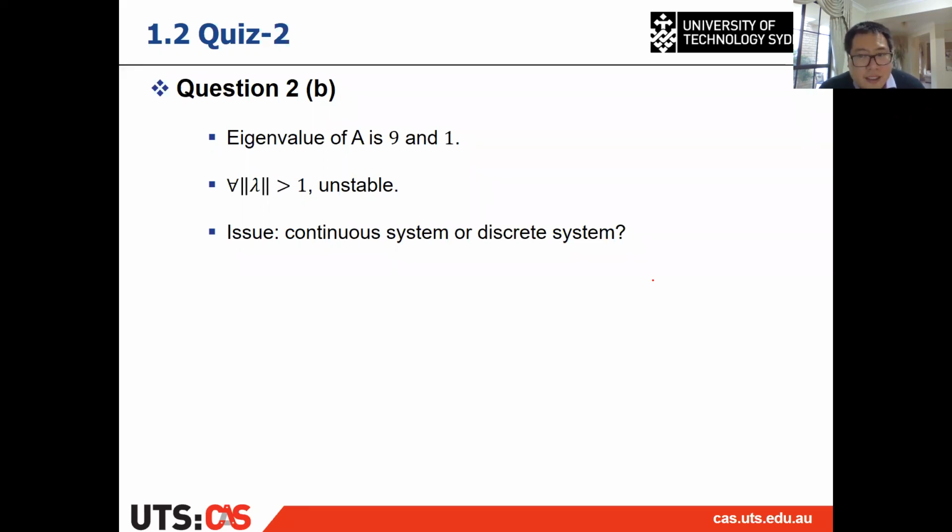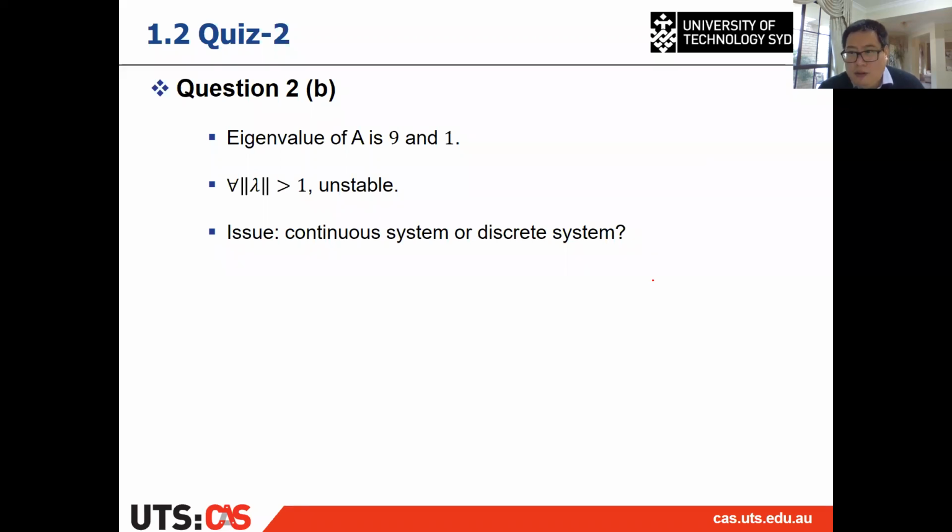Or you directly write the criteria. So if the eigenvalues are between -1 and 1, then it is stable. So in this case, it is not stable. All right.